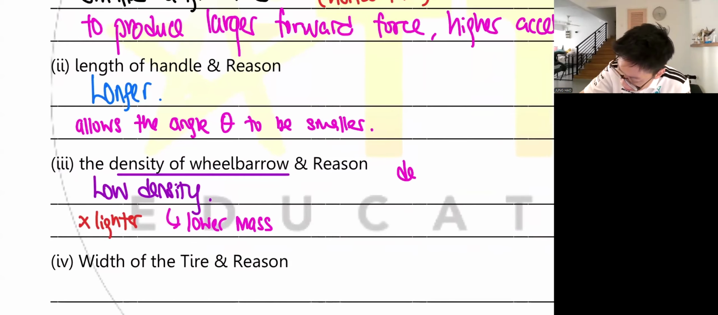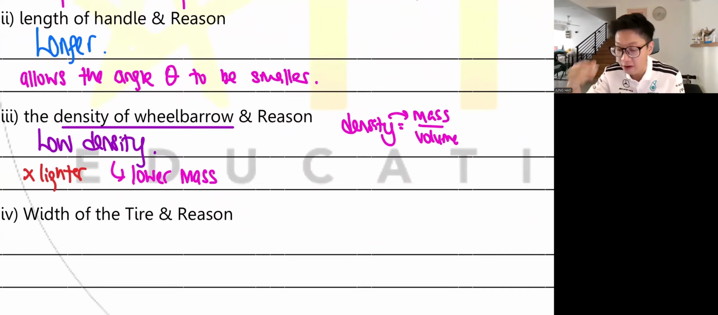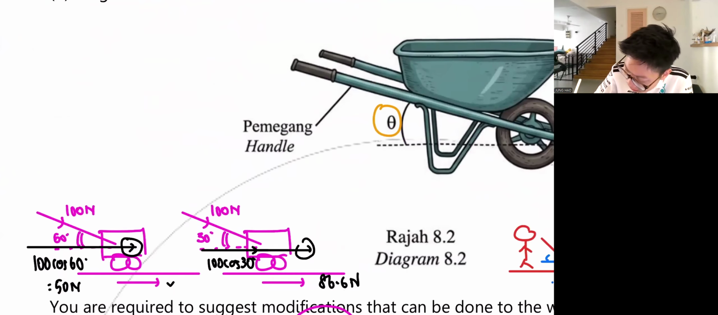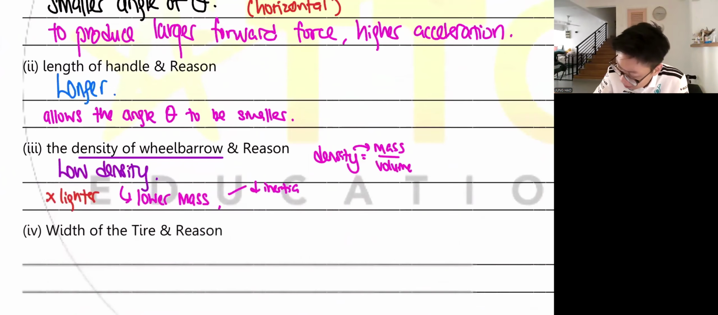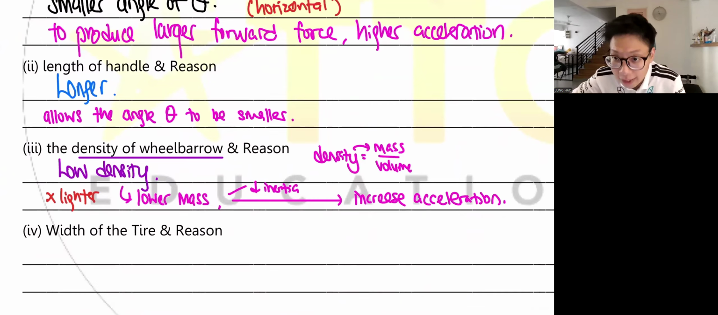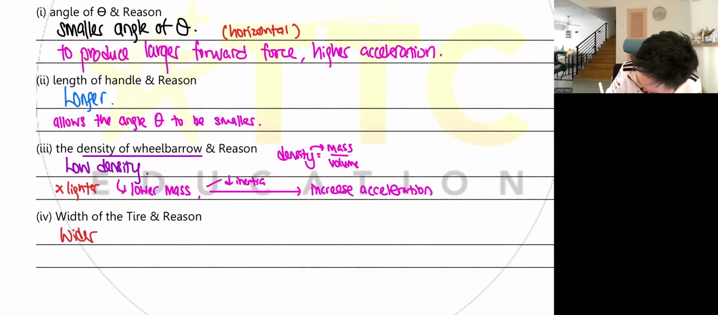Why? Because the formula for density is literally mass over volume. So what density will directly affect is mass. So you just say lower mass, then you can say you got two answers, or you can say reduce the inertia. But since here they talk about basically moving forward faster, the best answer here is I can say so that I can increase the acceleration of the wheelbarrow. Okay, can, all right. Okay, and then as for the width of the tire, we technically want wider tire.